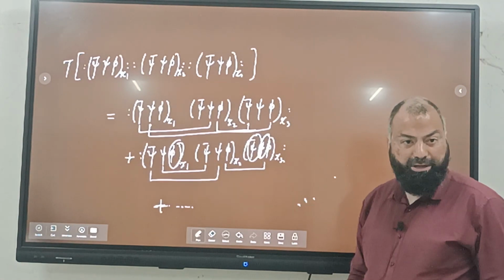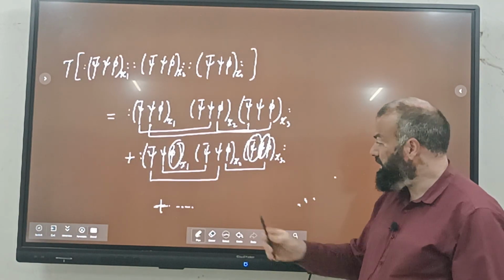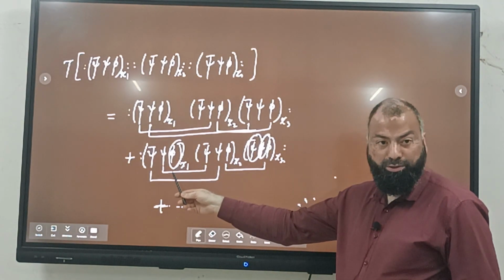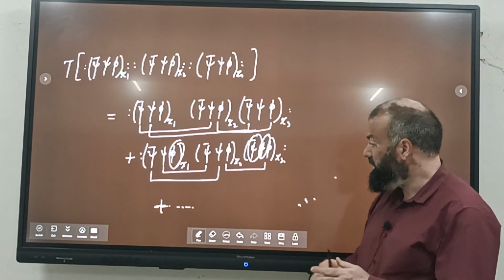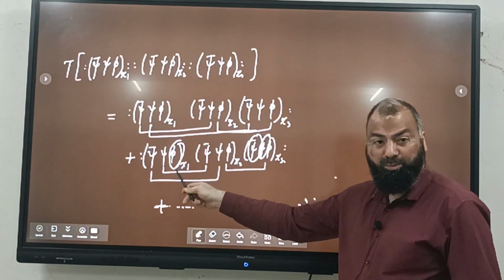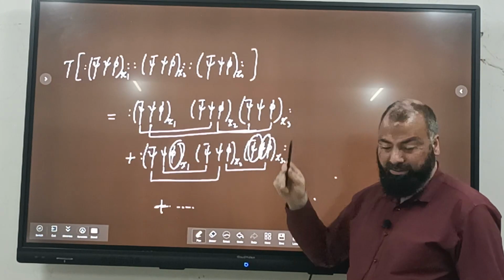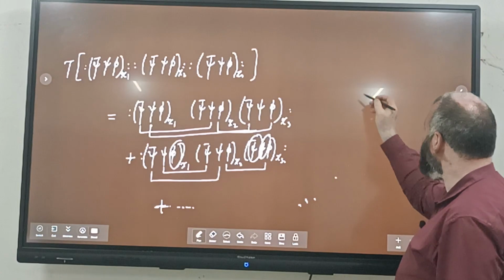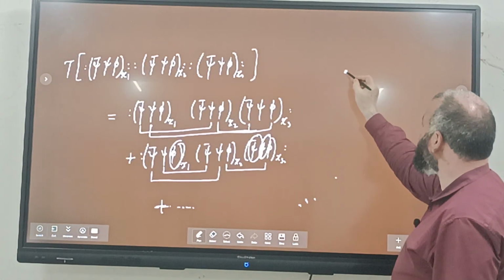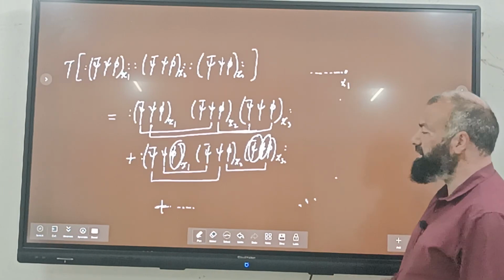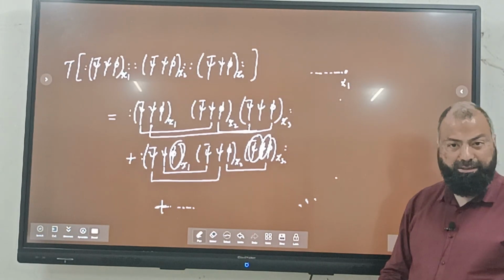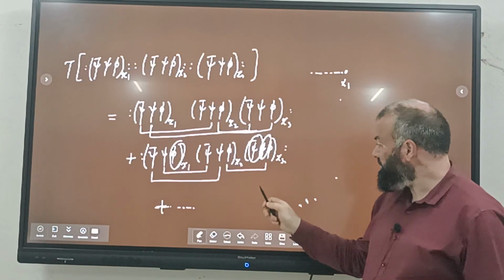Clear? It means you will be having the annihilation of the boson, because the process requires the annihilation of the boson at some space-time point. At which point? At x1. Let's write that. You have point x1, let's assume, and you are annihilating the boson. Got it?